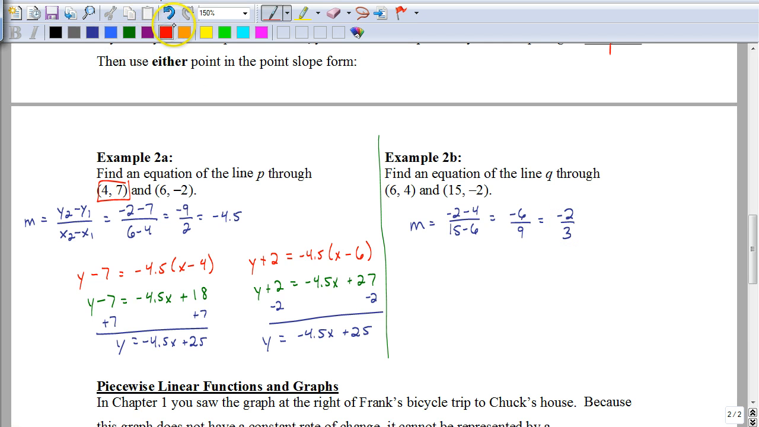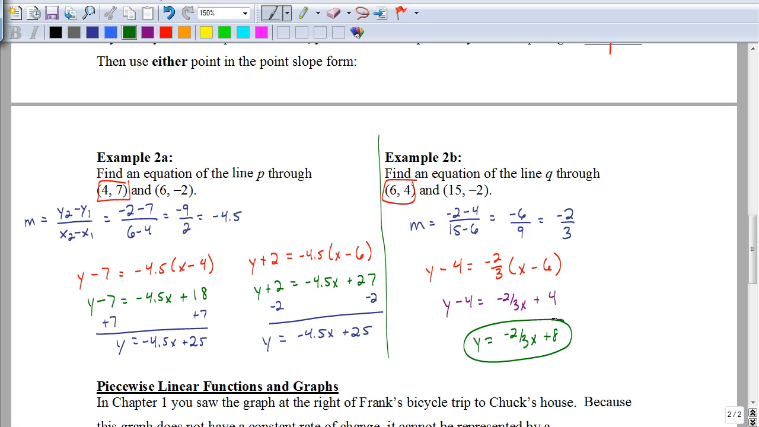Okay, so next, we're going to put this in point-slope form. So it'll be y minus, I'm going to use the 6 and the 4, so it'll be y minus 4 equals my slope, which is negative 2/3, times x minus 6. Distribute the 2/3 through. So when you do that, you get y minus 4 equals negative 2/3 x. Negative 2/3 times negative 6 gives you a positive 4. Add 4 to both sides, and you get y equals negative 2/3 x plus 8.